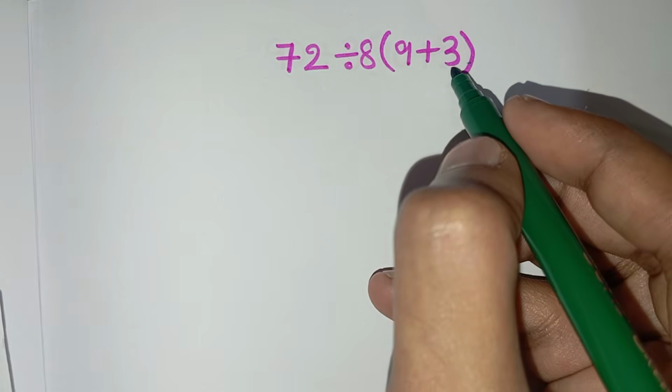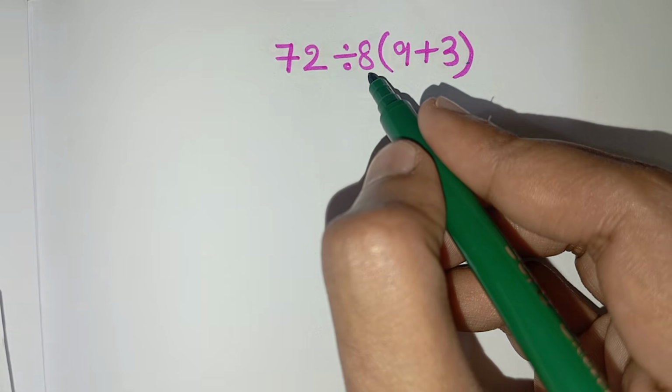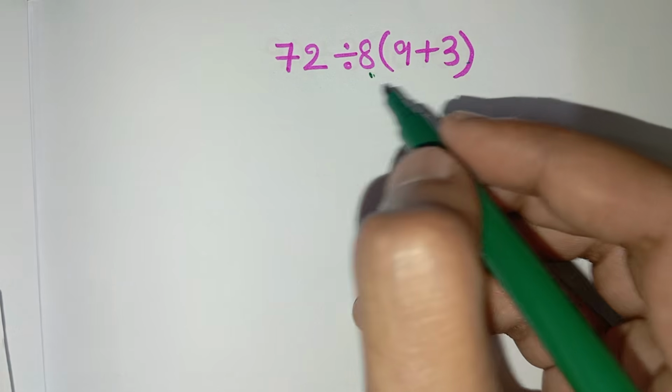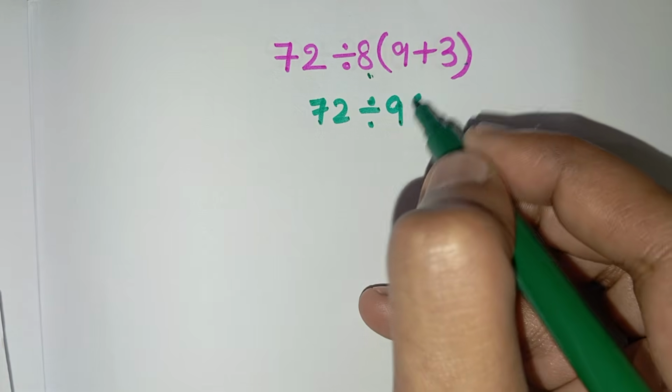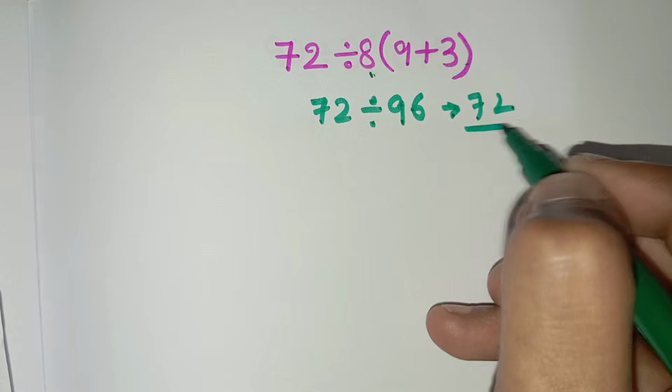Okay. 9 plus 3 is 12. 12 into 8 is... 72 divided by 12 into 8 is 96. The answer is 72 by 96.